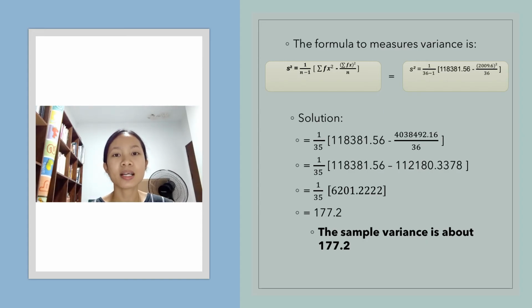Next is variance. For the formula to measure variance, we can refer to the slide. After we find the values according to the formula, we do the calculation and we will get the answer for the sample variance, which is about 177.2.